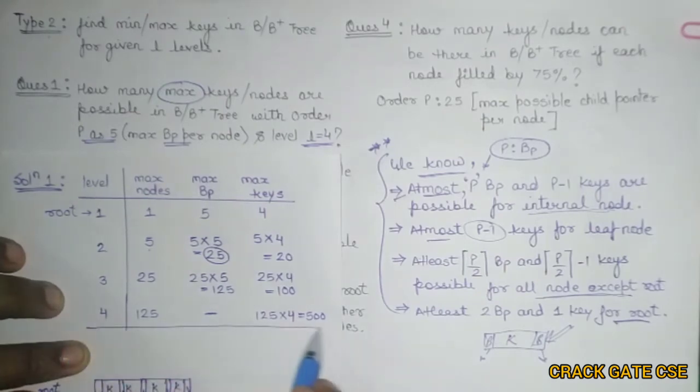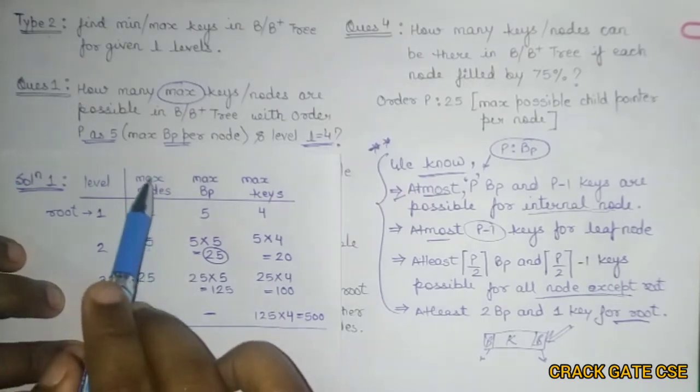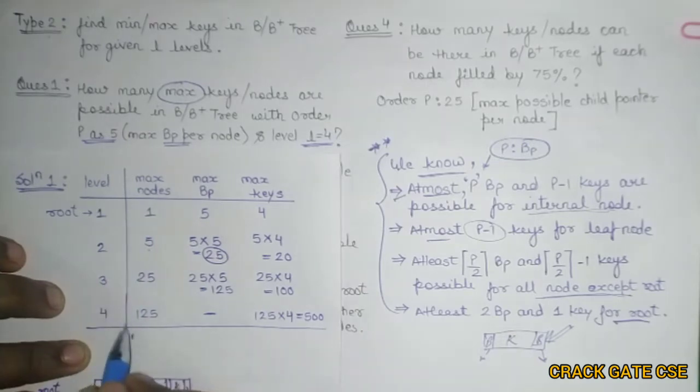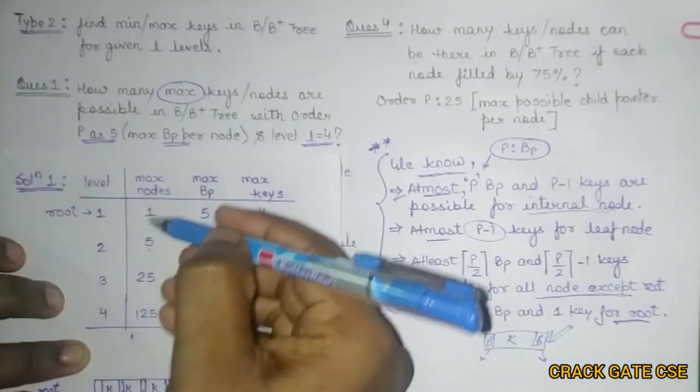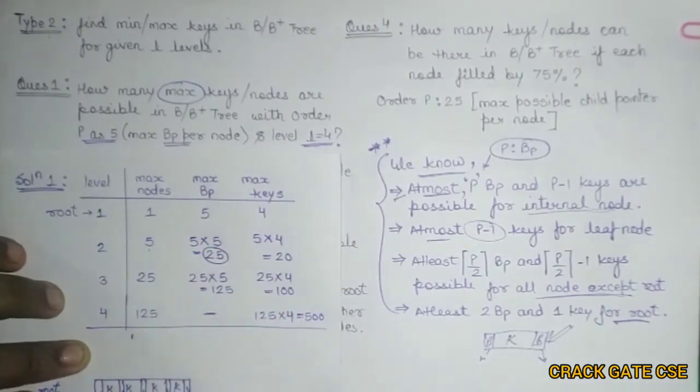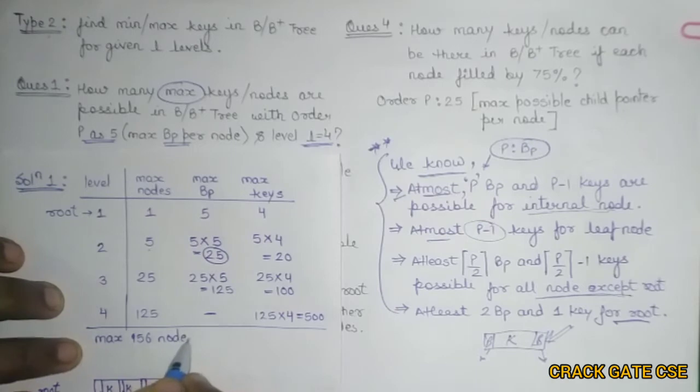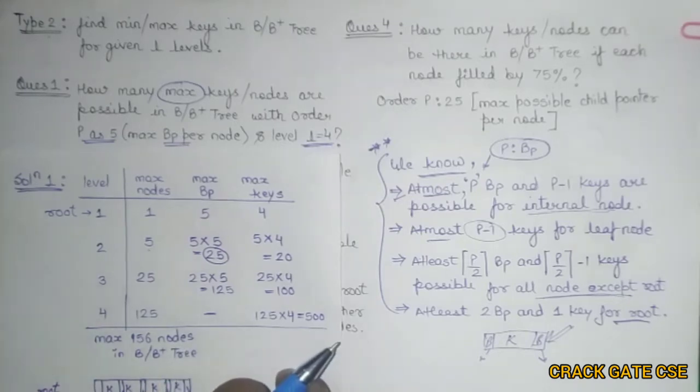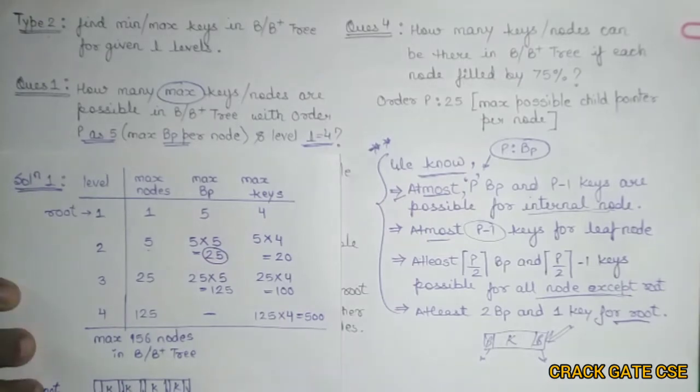Now let's see one important thing, how you have to answer. If they are asking what is the maximum node, just sum up all these given nodes. So 1 plus 5 plus 25 plus 125. So this will be nothing but 156. So we can say that maximum 156 nodes are possible in B tree and B plus tree, because the number of nodes will be the same for both of the trees, whether it is a B tree or a B plus tree.